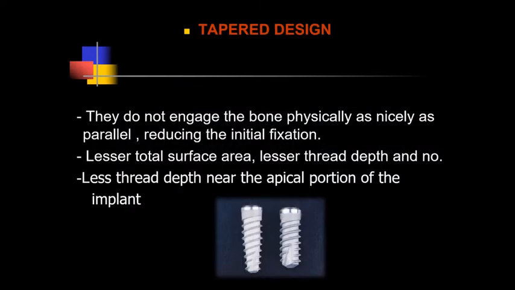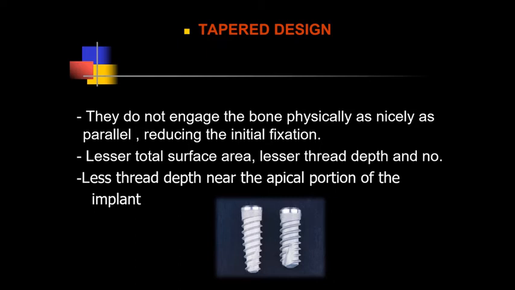If you compare a tapered design to that of a parallel walled implant of the same length, width and thread number, the tapered implant has less overall surface area and does not engage the bone physically as nicely as the parallel, so it reduces the initial fixation. Also, it has less thread depth near the apical portion of the implant, and this also reduces the surface area and decreases initial fixation.